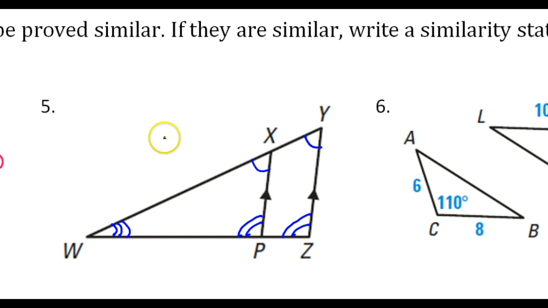So we can say that the inner triangle will be similar to the outer triangle by angle-angle similarity. So I will say that triangle PWX is similar to triangle ZWY.